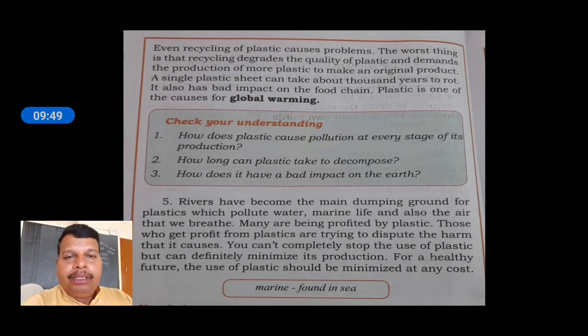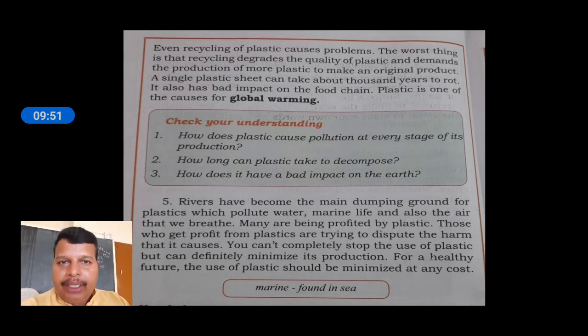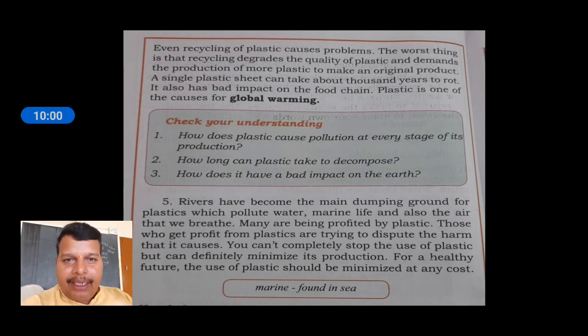When we burn the plastic, that pollutes the air. And when we throw the plastic, it goes from the rivers and gathers in the marine life. Marine life means life found in the sea.